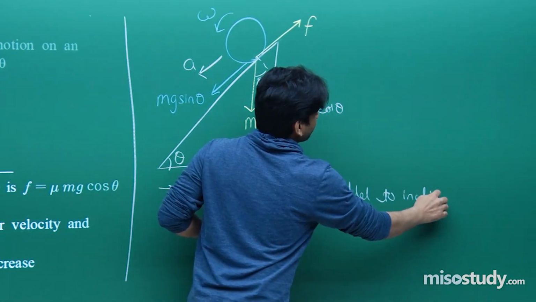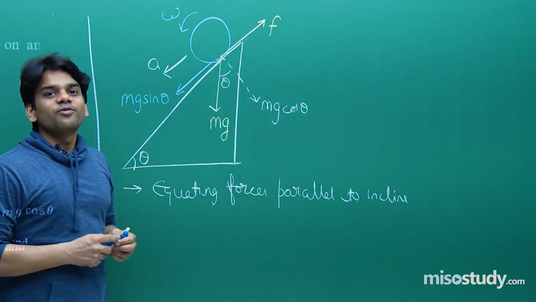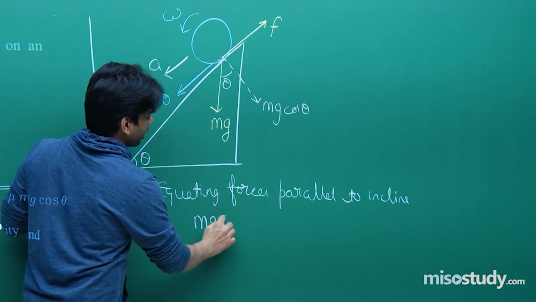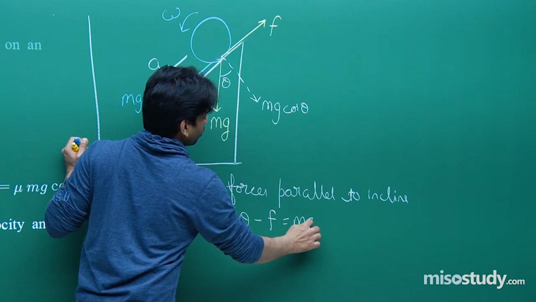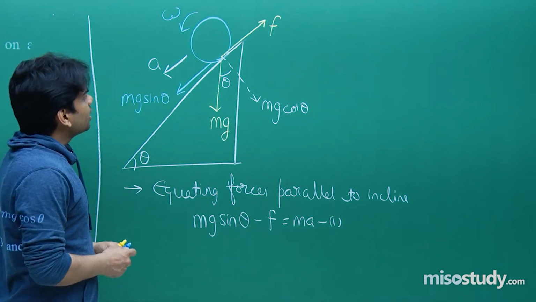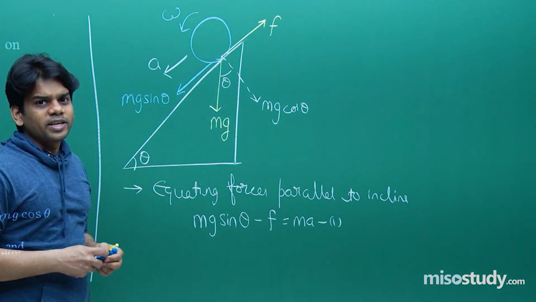We will be having mg sin theta minus f will give us m into a. So the first equation will come out to be mg sin theta minus friction force equal to m into a. This will be equation number 1. Quite simple. Now, second equation, N will be equal to mg cos theta. That's not required, but clearly we can see N equals mg cos theta.